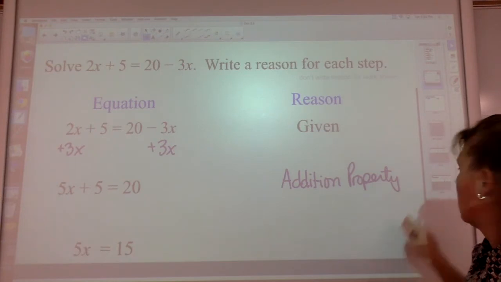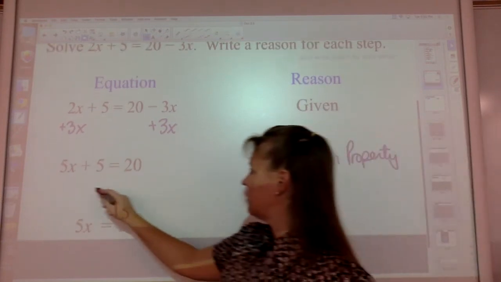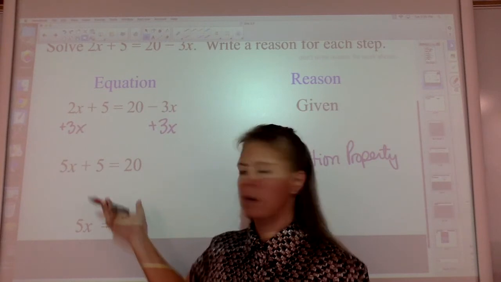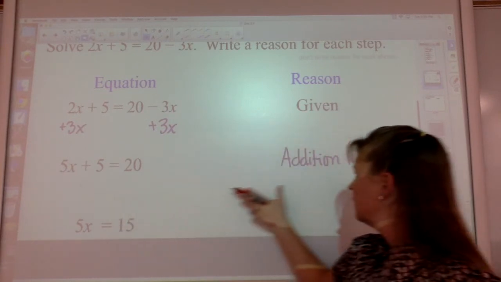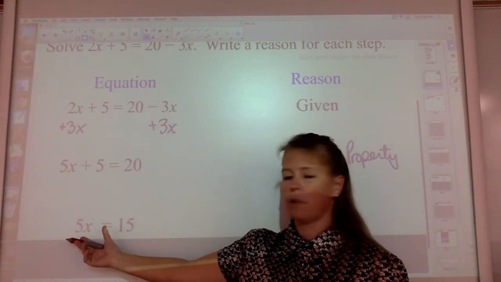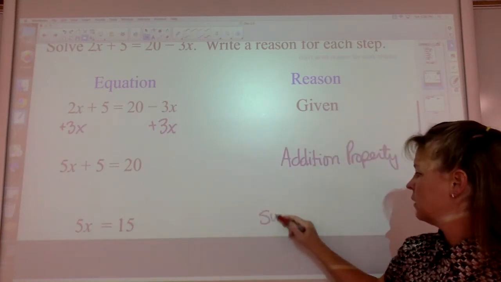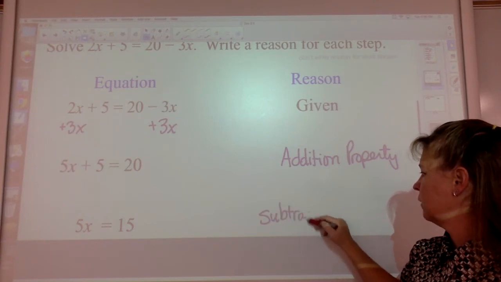Next one. From there, we're now going to minus 5 from both sides, which this time I'm not going to show the work because you don't have to. If you minus 5 from both sides, don't show the work, but we end up with 5x equals 15. Why does 5x equals 15? Because we use the subtraction property.